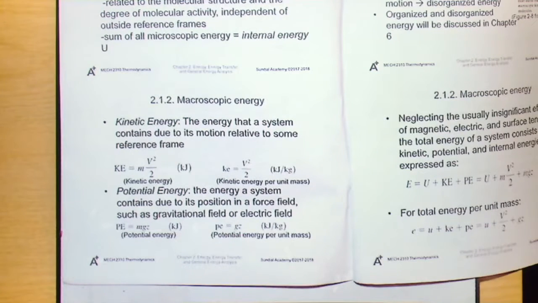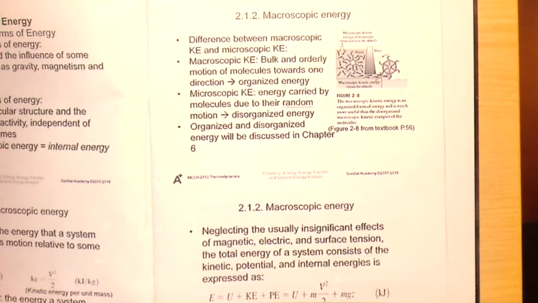But here, I need to remind you to please take note of the difference between macroscopic KE and microscopic KE. Macroscopic KE refers to a bulk as well as an orderly motion of molecules moving towards one direction, just like what an army does. However, microscopic KE refers to energy carried by the molecules due to random motion.